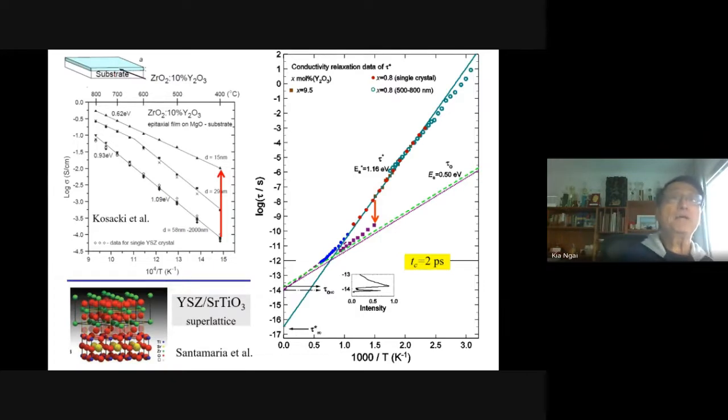This is the same material. You go to thin films, you see what happened. You see that on the left side, by Kosaki et al., the bulk at 2,000 nanometer is almost like the bulk. When you go up the arrow there, you go to 15 nanometer, you get a much different result. And that result, I put it back on the right side.